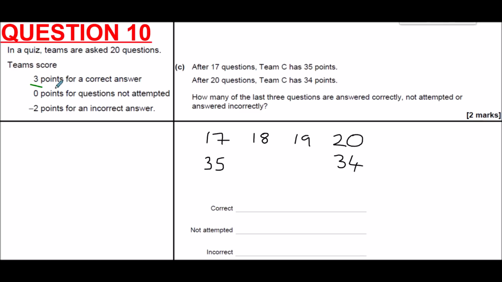But if I just remind you here, you can't lose 1 on its own. You either get 3 for a correct answer, or nothing if you don't attempt it. And so how can we make a total of minus 1, because we've lost 1 point, from a 3 and a 2? So let's just think. What we could have is minus 2 twice and 3 once. And so question 18 might have been answered correctly, in which case it'd take us to 38 points.